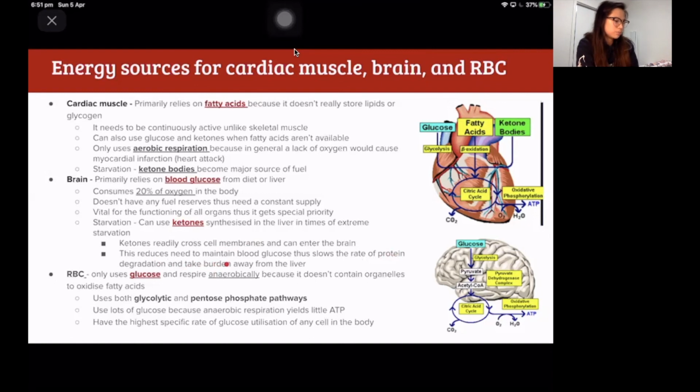And lastly is red blood cells. So red blood cells only use glucose and only respire anaerobically because they don't have any organelles to do anything else. They use both glycolytic and pentose phosphate pathways. They use a lot of glucose because it's inefficient. They only use anaerobic respiration, and as you know, glycolysis only results in 2 net ATP at once. So they use a lot of glucose and have the highest specific rate of glucose utilization of any cell in the body.